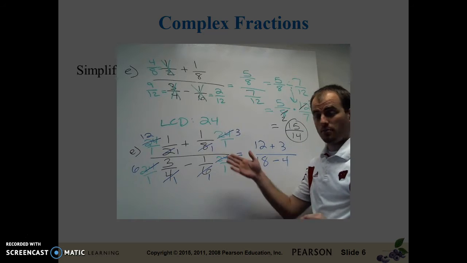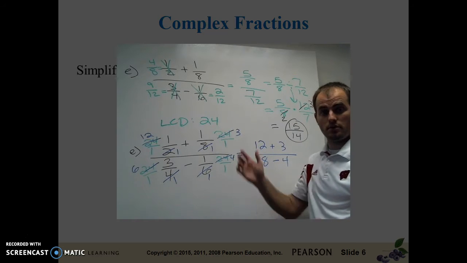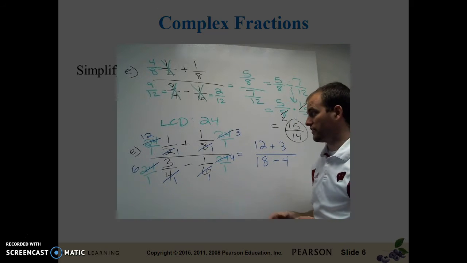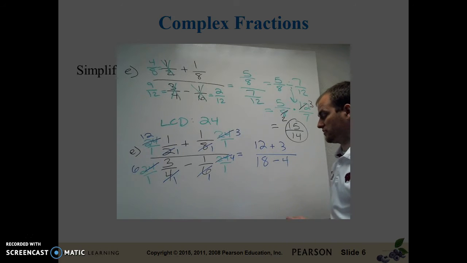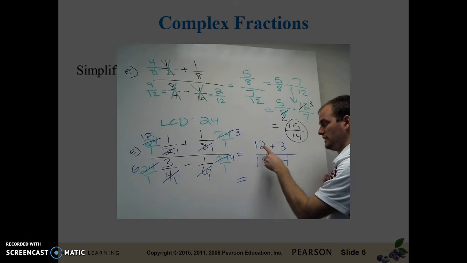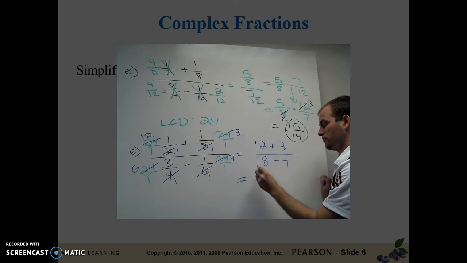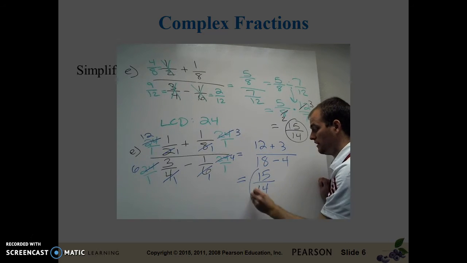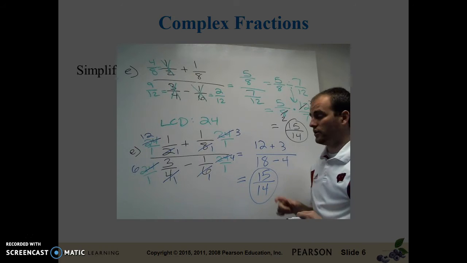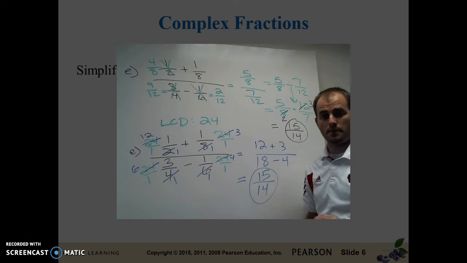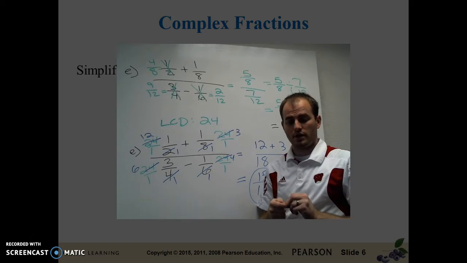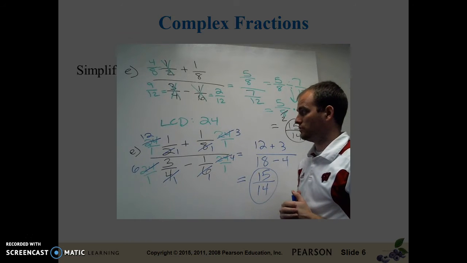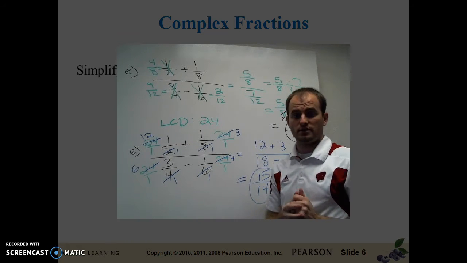So as you can see, multiplying everything by a least common denominator of all the fractions gets rid of all the fractions and just makes them whole numbers. Now you can do this. 12 plus 3 is 15. 18 minus 4 is 14. And you get the same answer as before, 15 over 14. Let me know if you have any questions on those when you get to class.